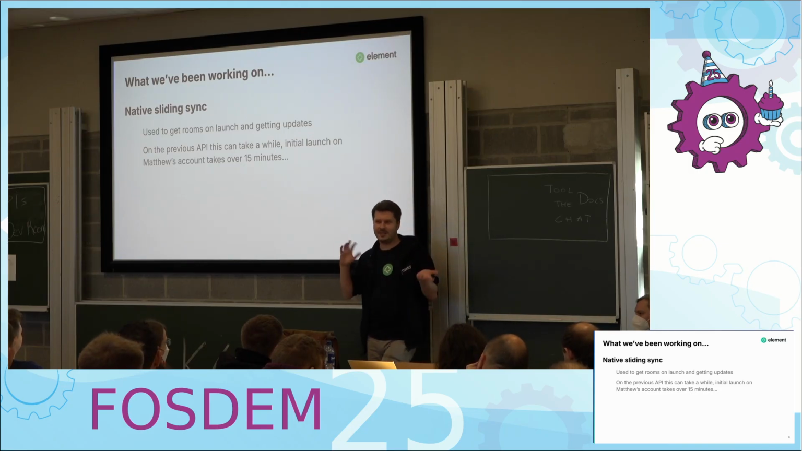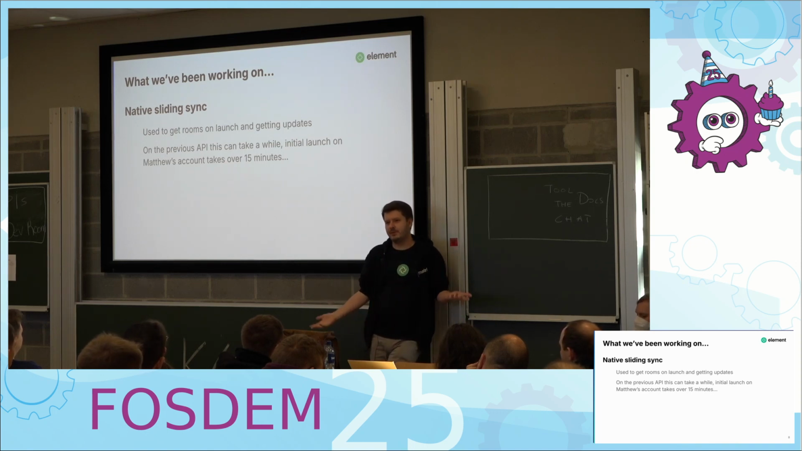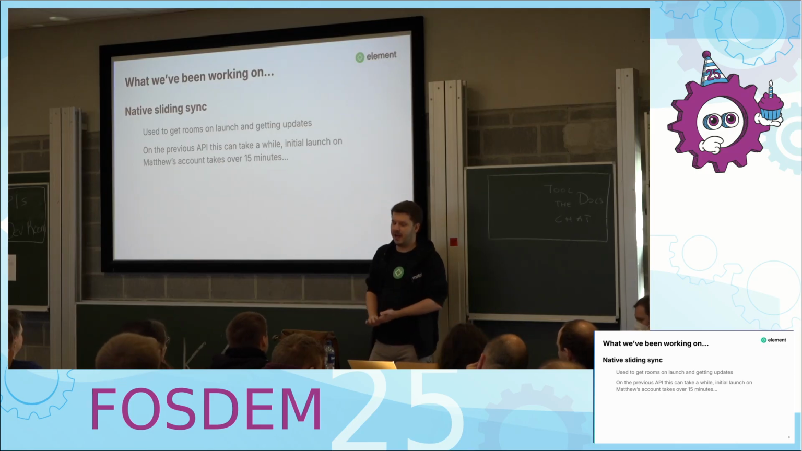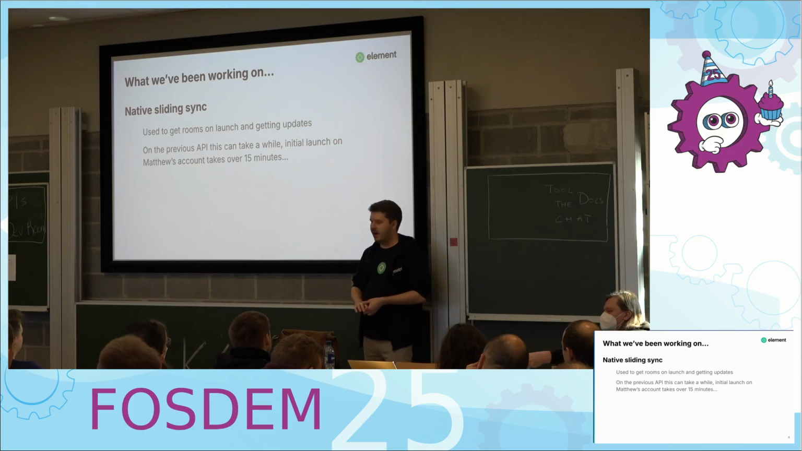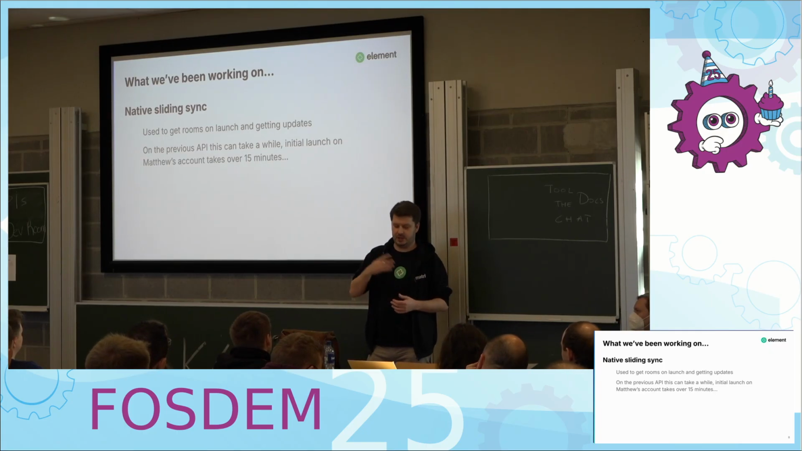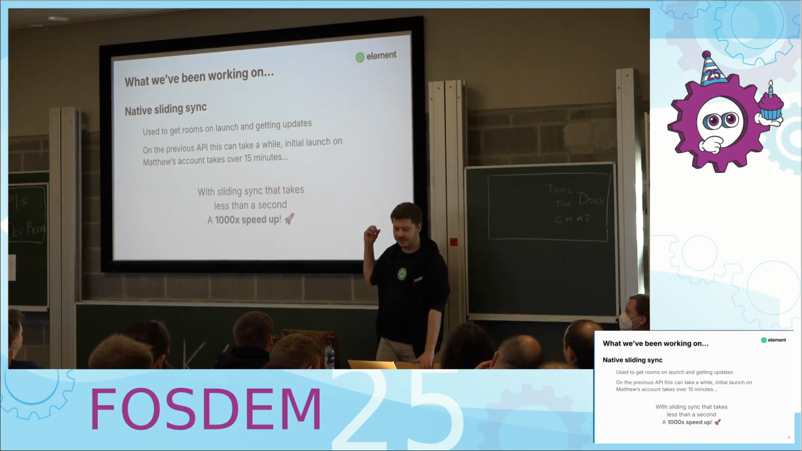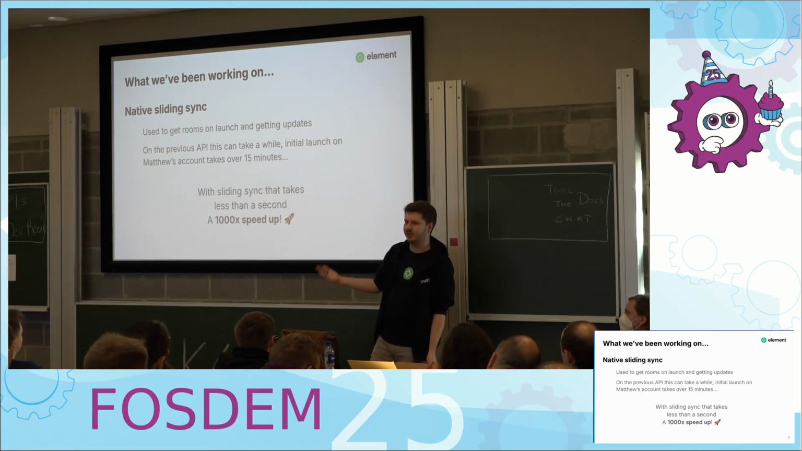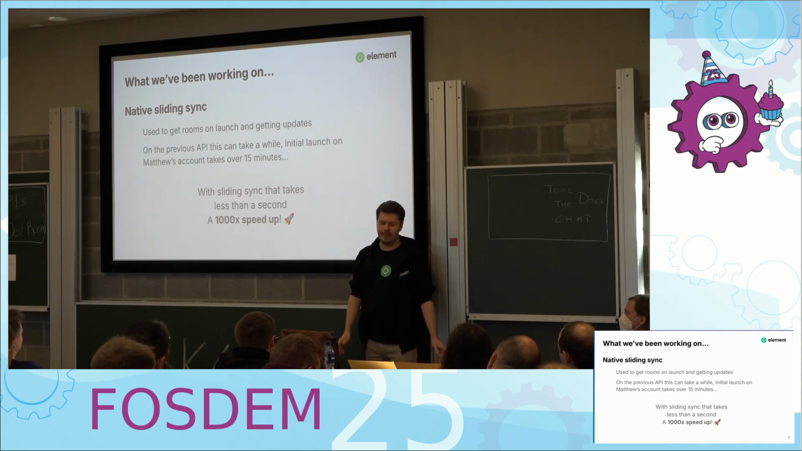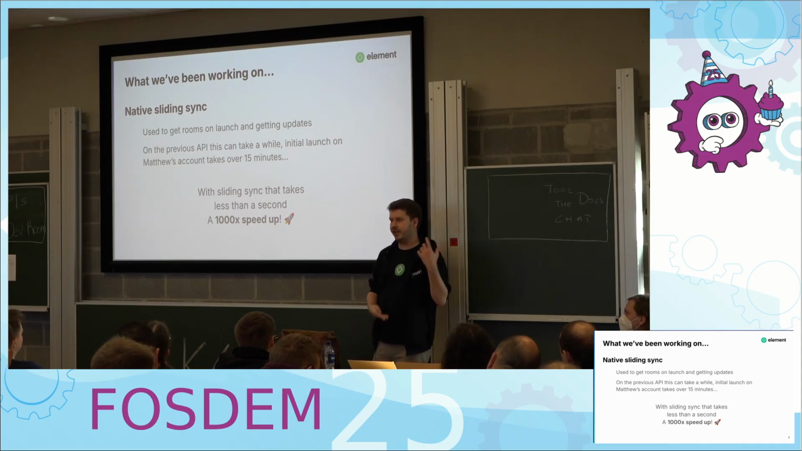It started off at a couple of minutes, and now it's at 20. And so that's obviously just fundamentally unacceptable. You can't run a messaging app like that. So sliding sync is something that Keegan has been working on to get away from that and change the API to scale to large accounts. And that has taken the time to sync initially from 15 minutes to a second, which is a 1,000x speed up, which is great, and it's a great example of how we can change the APIs just to make it more efficient.